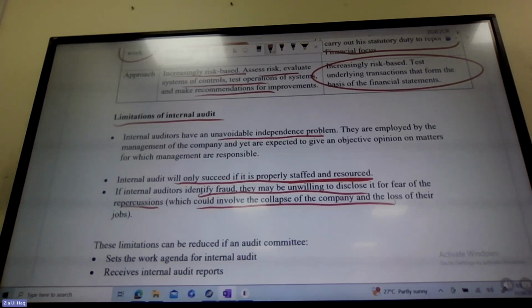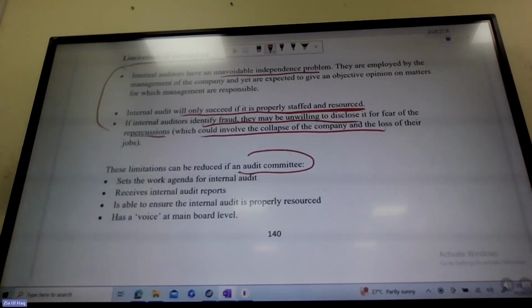So these are the three problems with internal auditor. He is not independent. He is not properly staffed and does not have resources. And sometimes to secure his job, he hesitates to highlight frauds involving management. To resolve these problems, according to corporate governance, there should be an audit committee in the organization. Audit committee means a committee of non-executive directors in the organization. This committee should review the work of internal auditor. Internal auditor should report his work to the audit committee.